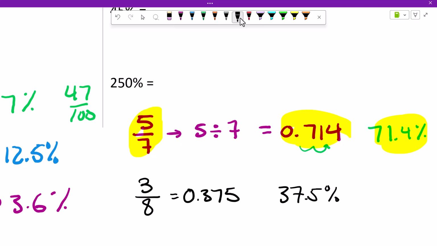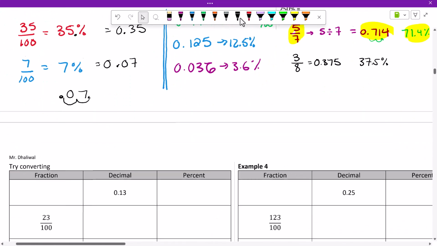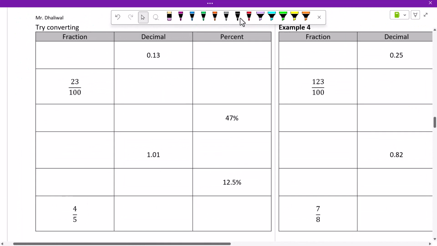So, next class, we're going to go over the assignment, and there's going to be a quiz. And the quiz is going to look like this table here. This is easy. If I give you a number as a fraction, you need to be able to give me the other 2. If I give you a percentage, you need to give me the other 2 ways. Same thing as a decimal. So you got to pick your strategy, all right?